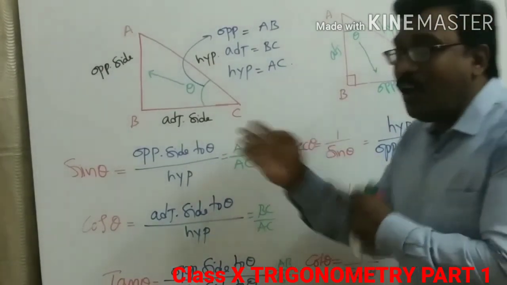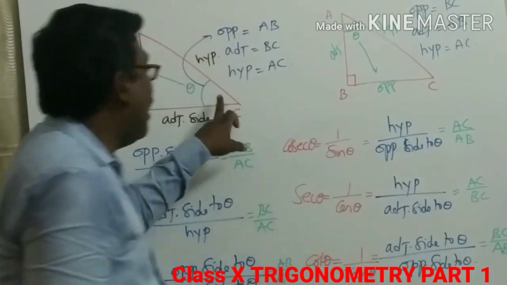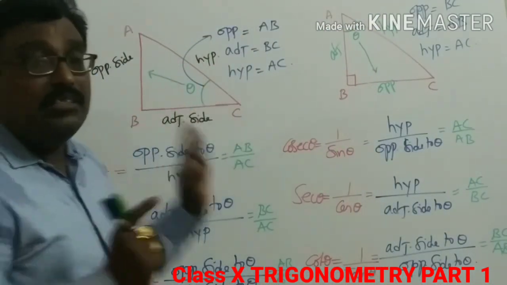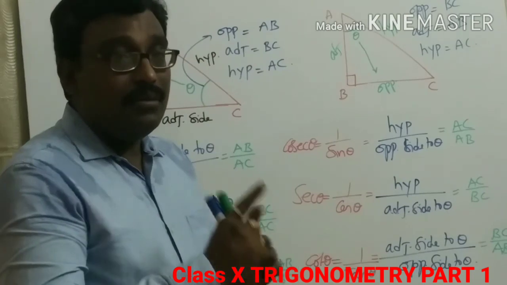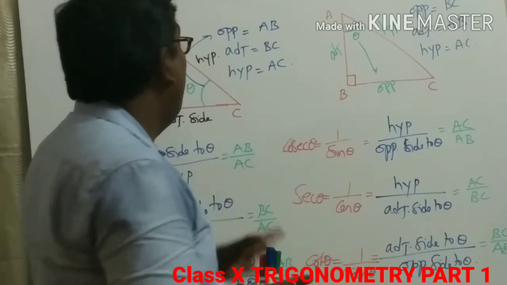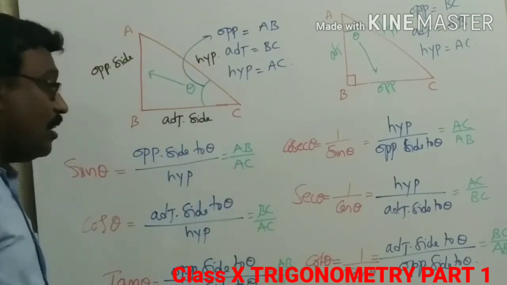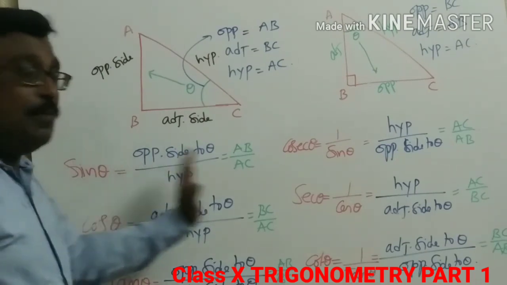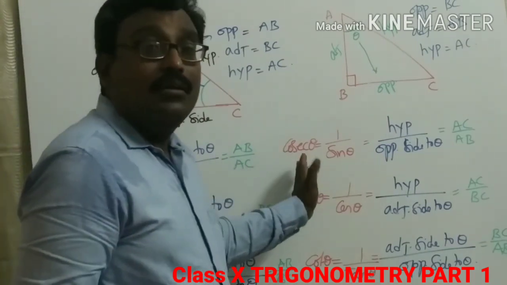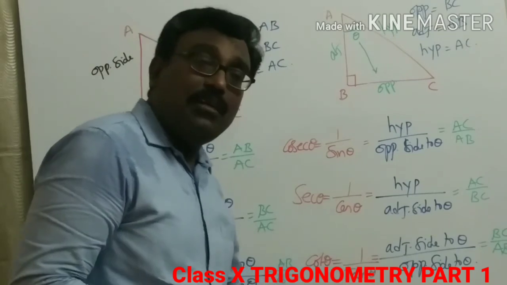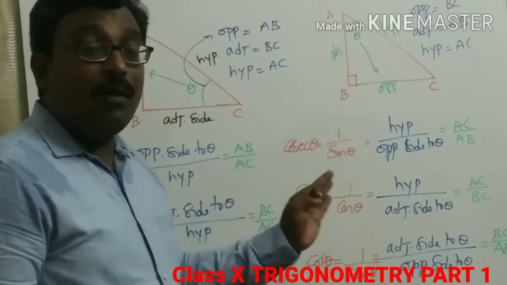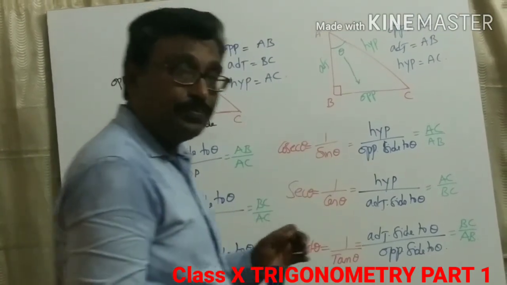So theta is not a permanent place to always sit here. Its change depends upon their position. So sin theta, cos theta, tan theta and its reciprocals are trigonometric. Total 6 ratios are called trigonometric ratios.